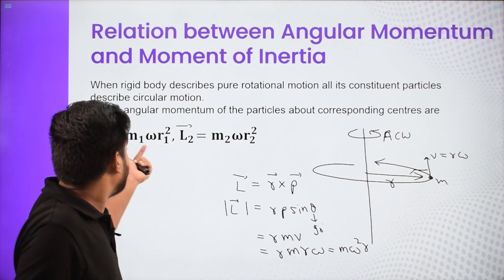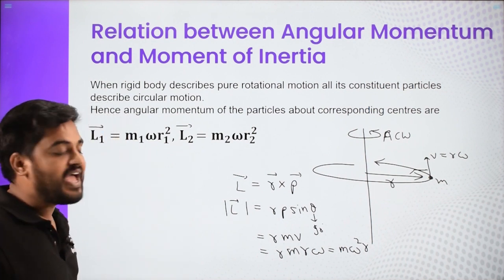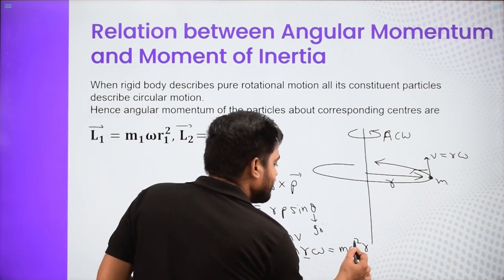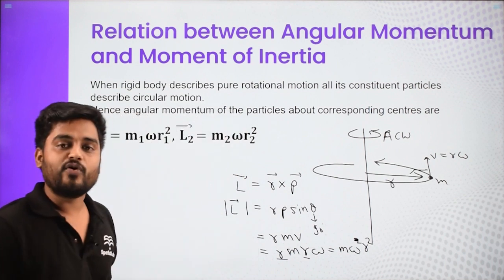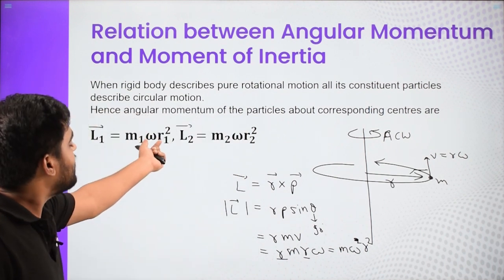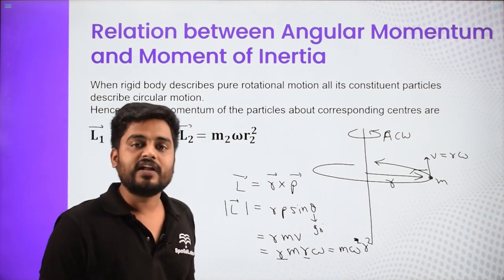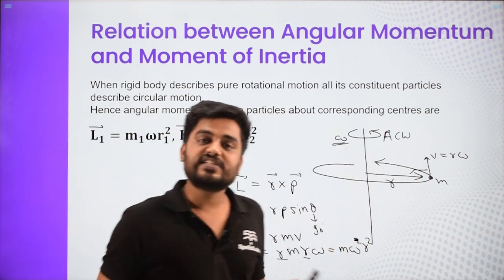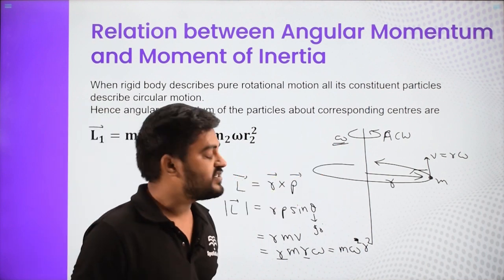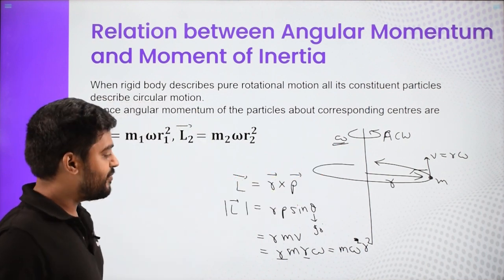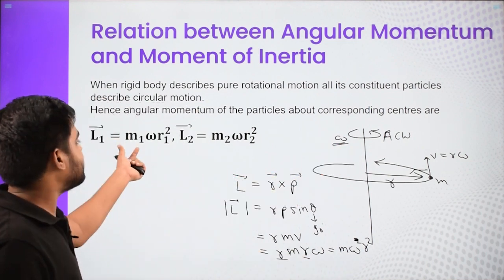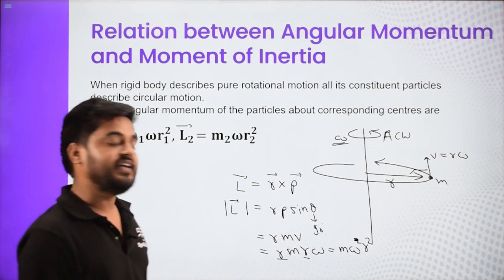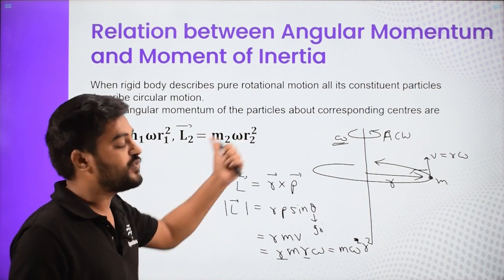So the angular momentum of the first particle is m1 omega r1 square. I should write omega 1, but I know that omega of all the particles is the same, which is the angular velocity of the entire object. So omega is the same for all. So I am writing mass 1 omega r1 square. The angular momentum of the second particle is going to be m2 omega r2 square.